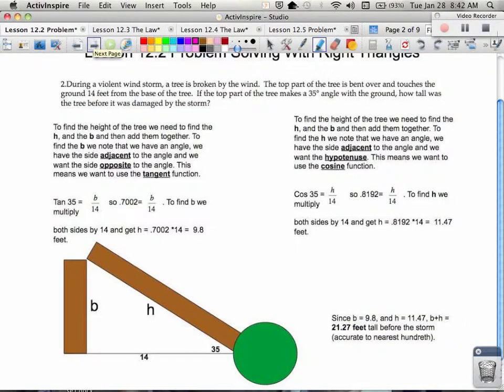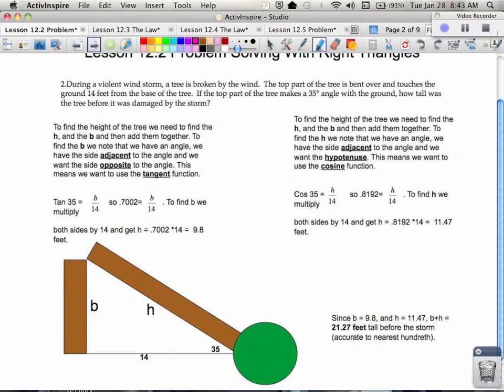In our next problem, we have a tree, and during a violent windstorm, the tree is broken by the wind. The top part of the tree is bent over and touches the ground 14 feet from the base of the tree. If the top part of this tree makes a 35-degree angle with the ground, how tall was the tree before it was damaged? So now we have to find two pieces: the piece where it broke and is still in the ground, and the piece that fell down. So we're finding two parts in this problem to solve the final thing.